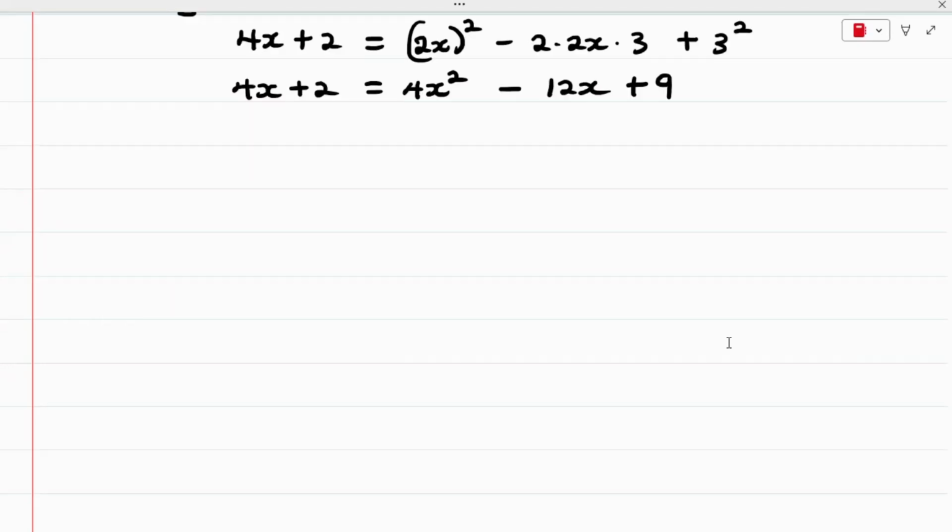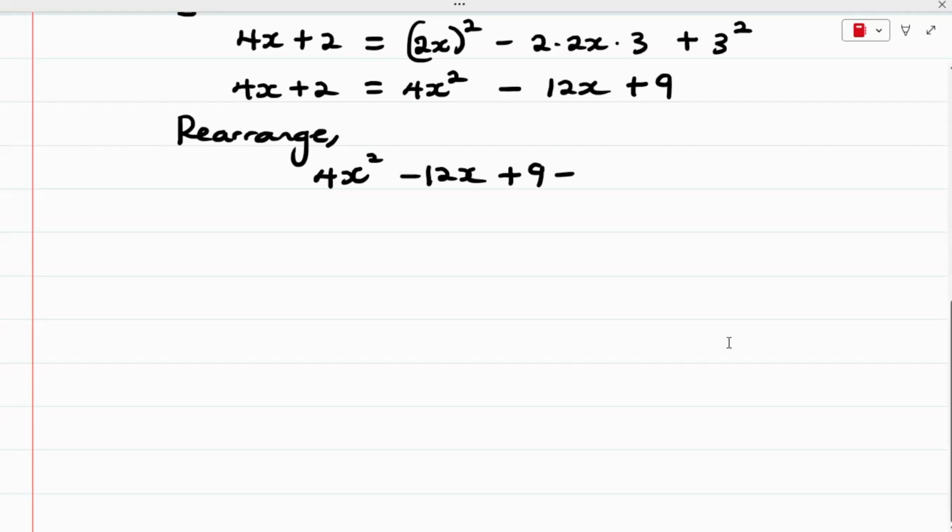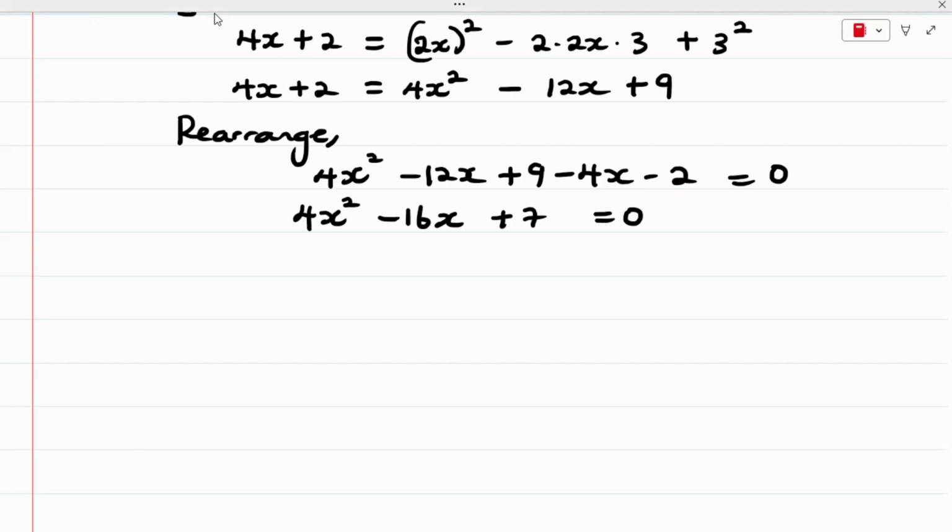So the next thing we want to do is to simply rearrange and set the equation to 0. So we have 4x square minus 12x plus 9 minus 4x minus 2, and this is equal to 0. Collecting like terms, we have 4x square, minus 12x minus 4x is going to give us minus 16x, plus 9 minus 2 is going to give us plus 7, and this is equal to what? 0. So we want to simply factorize.